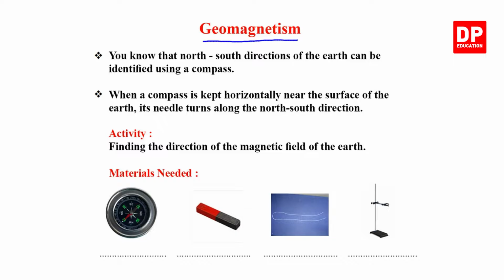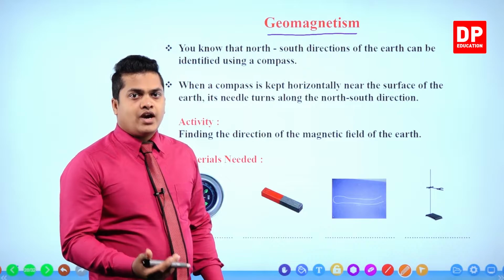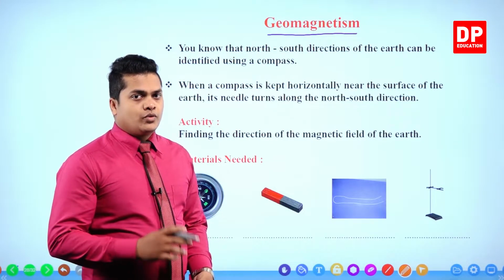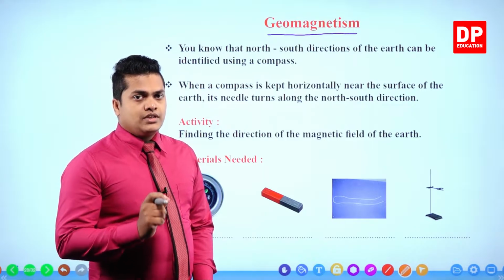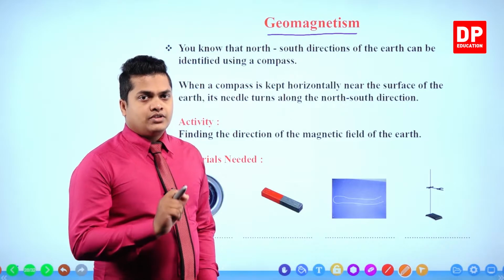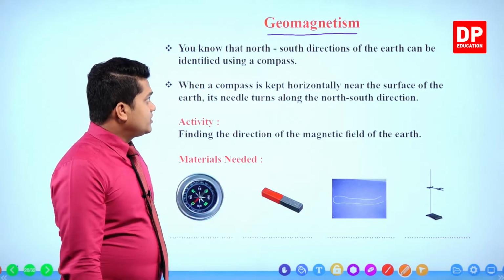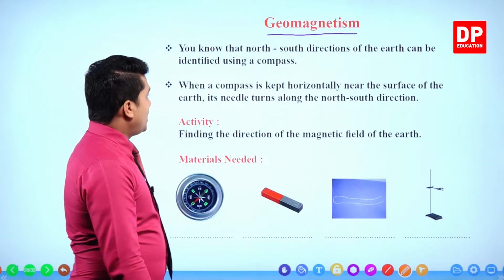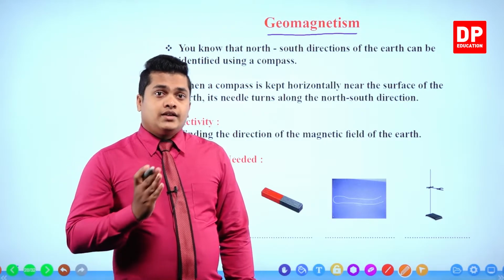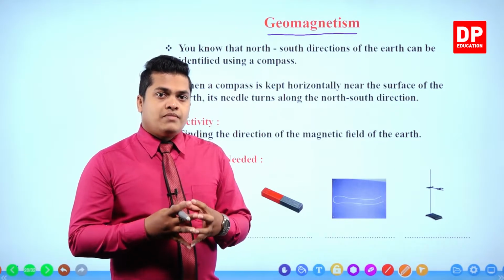So, we know that if you take a magnet, when a magnet is freely hung on a certain stand or support, you can observe that the north and the south poles of the magnet always show the north and south directions of our earth. The north and south directions of the earth can be identified by using a compass. We studied that in a compass we can also observe a small magnet.